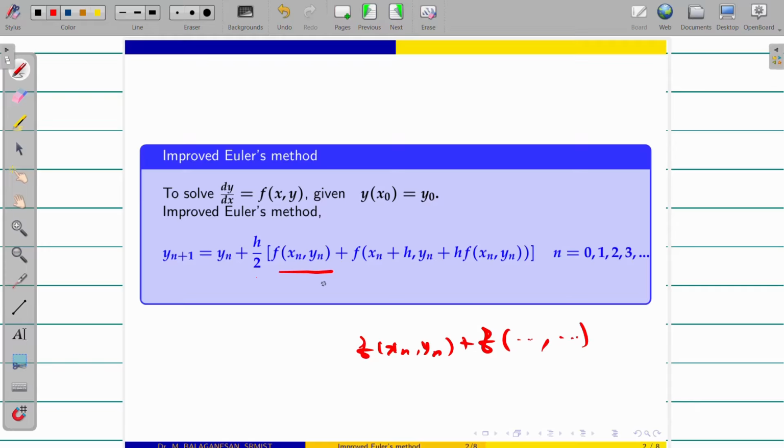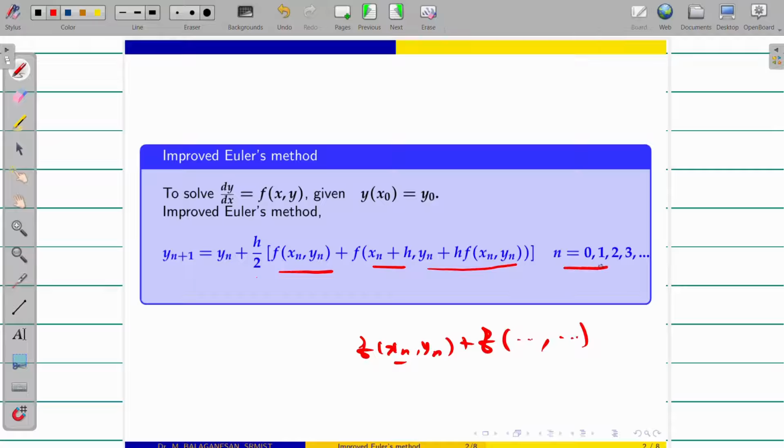So from the first one xn, yn only, in the second one in the place of xn it will be xn plus h, in the place of yn it is yn plus h into f of xn, yn. So twice of f of xn will be there. First one will be f of x and yn. Second place, in the place of xn plus h, in the place of yn plus h into f of x and yn. n equal to 0, 1 to 3, etc.